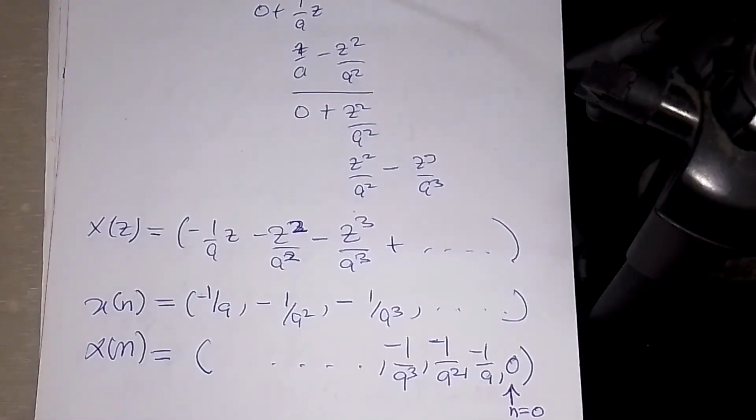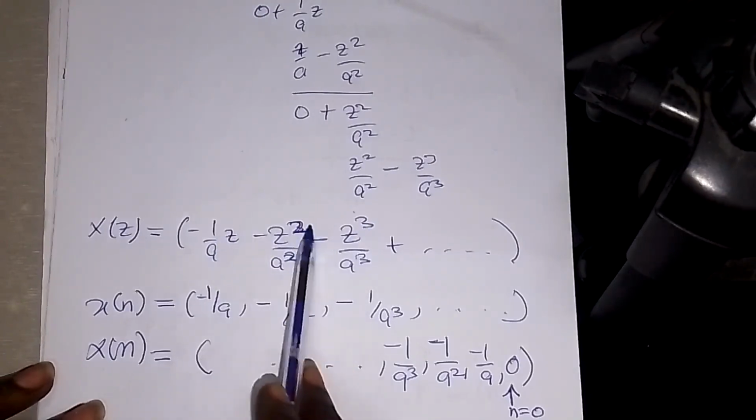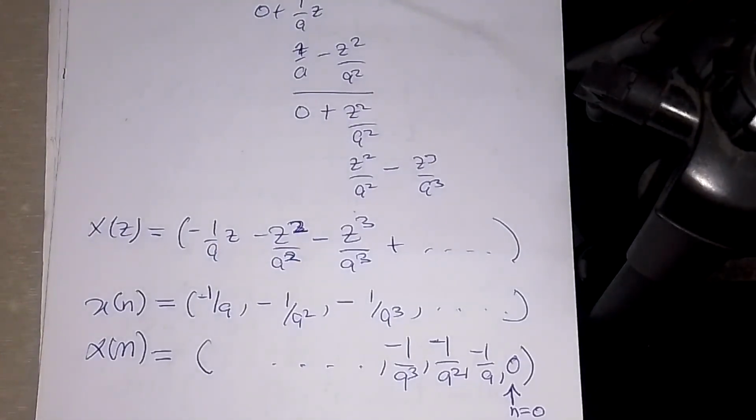Alright, so basically this is how you can write your answer. And then you can know that this one is a power series, and then it is an anticausal or left-sided sequence, because you see that one gives us what? Positive powers of z, and we are getting positive powers of z. See you in the next class.